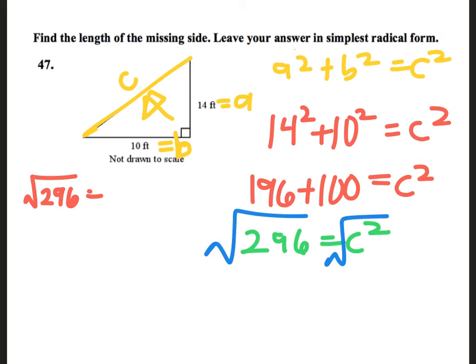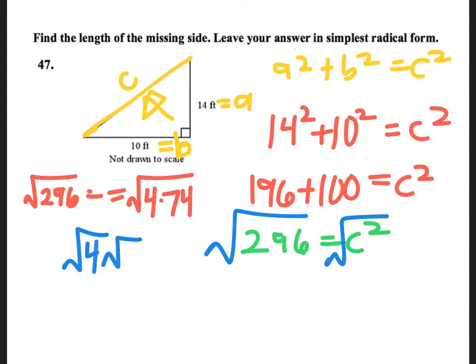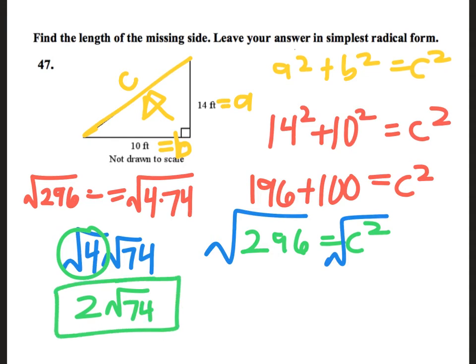Alright, I figured it out. Okay, so 4 goes into 296 74 times. So 296 is the same as 4 times 74. Again, I can break that up so we have the square root of 4 and the square root of 74. All I did was break it apart to take the square root of the two things. The square root of 4 is 2, and then we can't simplify 74 anymore. So my final answer would be 2 root 74. Alright, and that is your answer in simplest radical form.